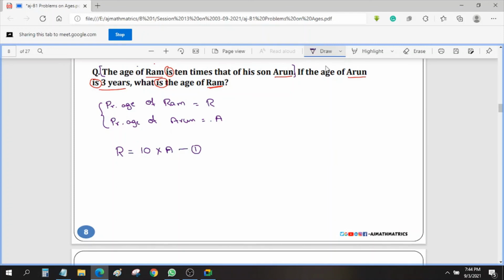Now the second equation. A means the present age of Arun, and Arun's age is 3 years. So this is the second data. According to the algebra rule, if we have two unknown variables, we require two equations. So here we have two equations. If you simplify and solve, R equals 10 into 3, which equals 30. I do understand it's a very simple question, but I hope I am clear with the 4 points I said.